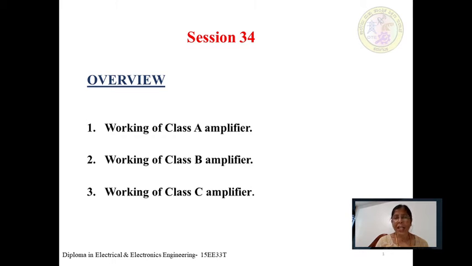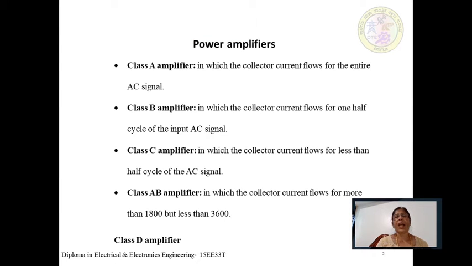Now, what is a class A amplifier, what is a class B amplifier, what is a class C amplifier? Of course, we'll cover the working also. Briefly, the class A amplifier amplifies the whole signal, that is, 0 to 360 degrees of the input cycle is amplified with 0 to 360 degrees at the output without changing the shape. Those amplifiers are known as class A amplifiers.